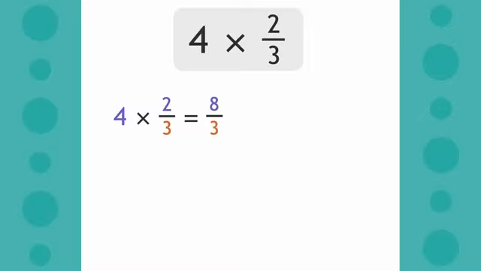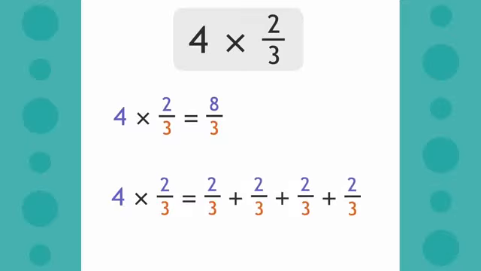Excellent. Now, why do these steps work? You can think of this problem as repeated addition. So 4 times 2/3 is the same as adding 4 copies of 2/3. These fractions all have like denominators, so we can add 2 plus 2 plus 2 plus 2, which equals 8, giving us 8/3. So 4 times 2/3 equals 8/3.